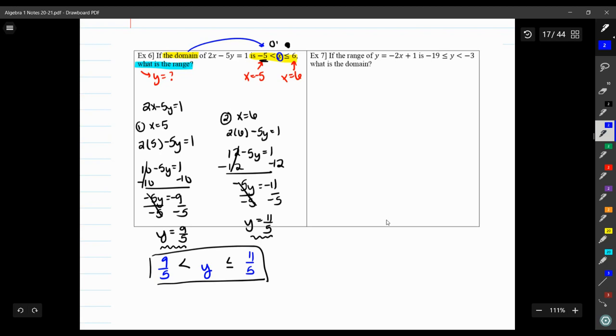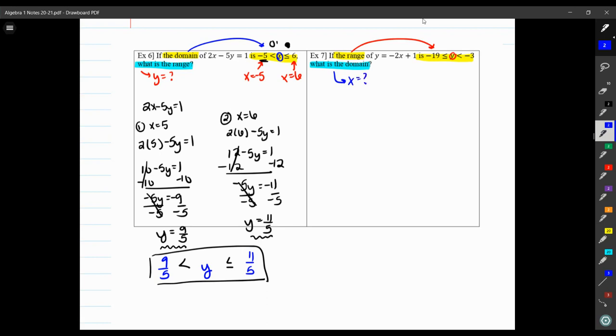Let's try our final one. If the range of y equals negative 2x plus 1 is negative 19 less than or equal to y less than negative 3, what is the domain? So again, it kind of split it apart. The range is negative 19 less than or equal to y less than negative 3. So range is all of this stuff. And again, we can tell because there's a y here as well. It asks me for what is the domain. So that means I'm looking for my x's.